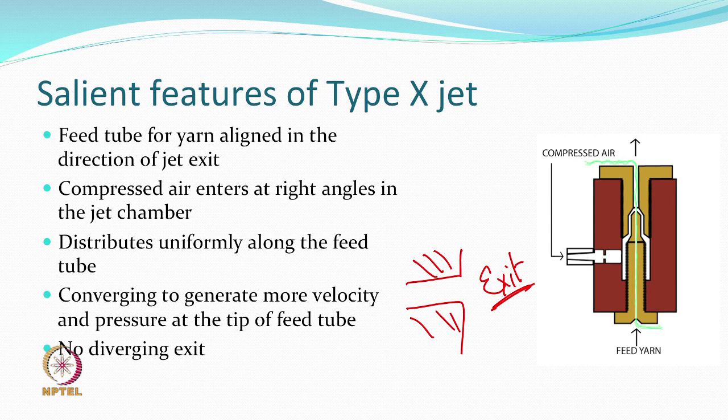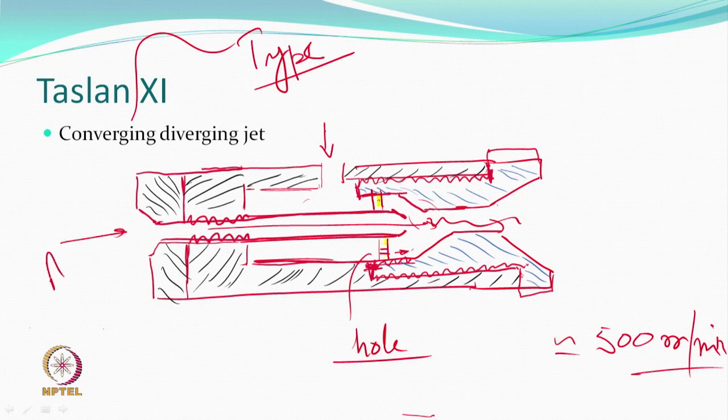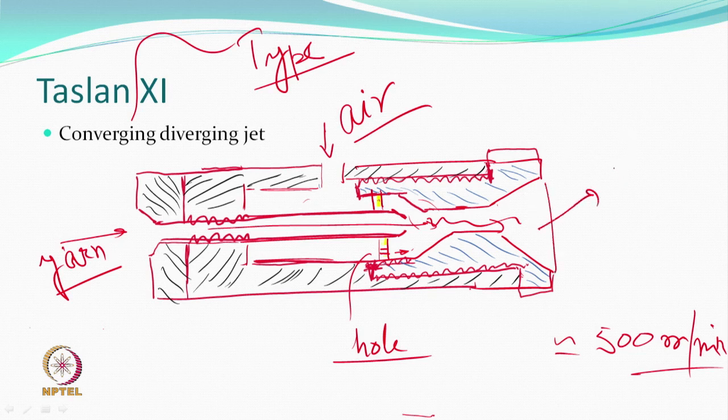So, the previous research was almost thrown out. Then the Taslan type 11. Type 11. You see some difference here? The air is coming from here, obviously compressed air. No, I'm sorry. The yarn, like type 10, is coming the same direction. The air is at right angles entering. They somehow realized that diverging jet is a good idea.